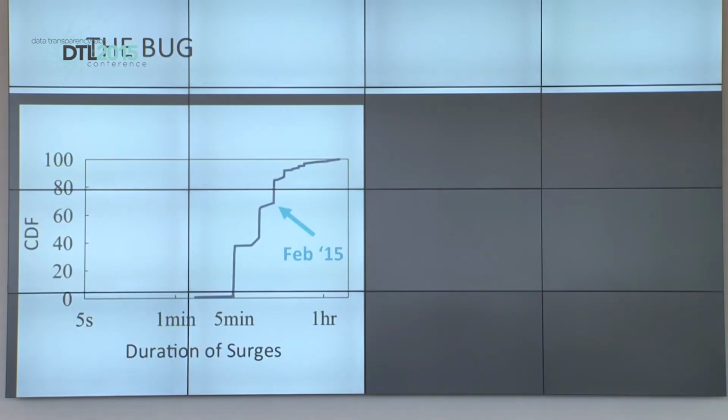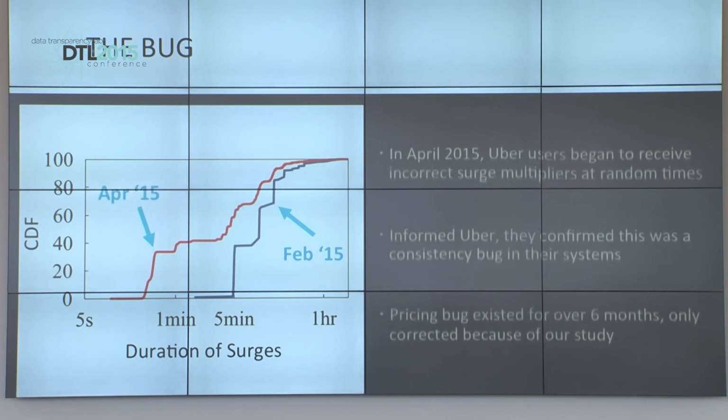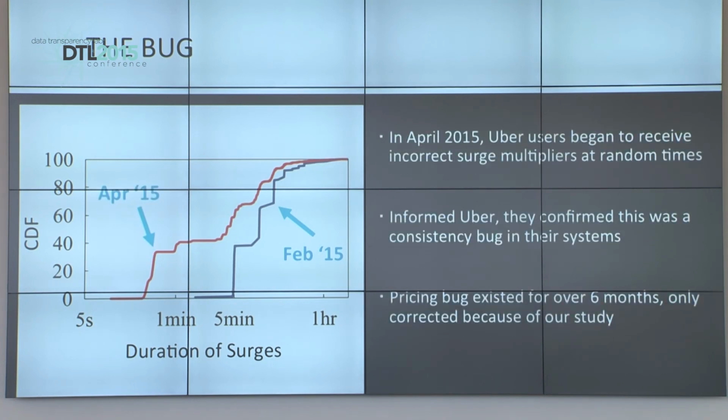Second, I want to tell you about the bug. This graph is showing how frequently Uber changes surge prices over time. And the key feature is this stair-step pattern. In February 2015, Uber updated their surge prices about every 5 minutes, right? That's why it plateaus every 5, 10, 15 minutes. And this was very consistent. However, in April of 2015, the behavior changed dramatically.